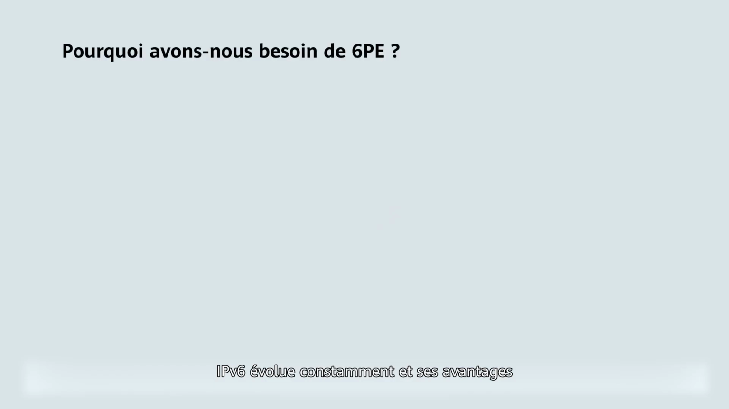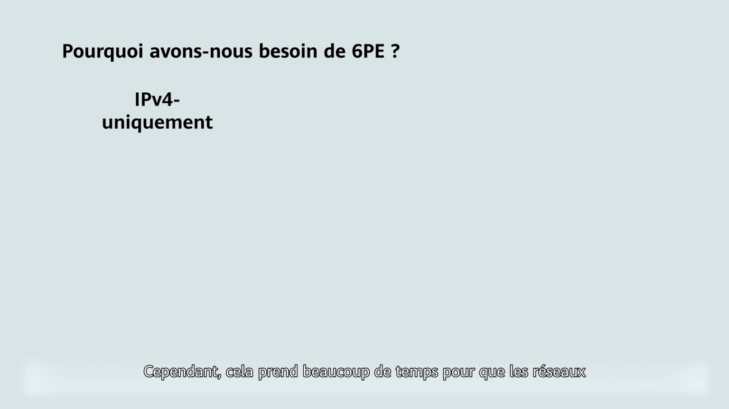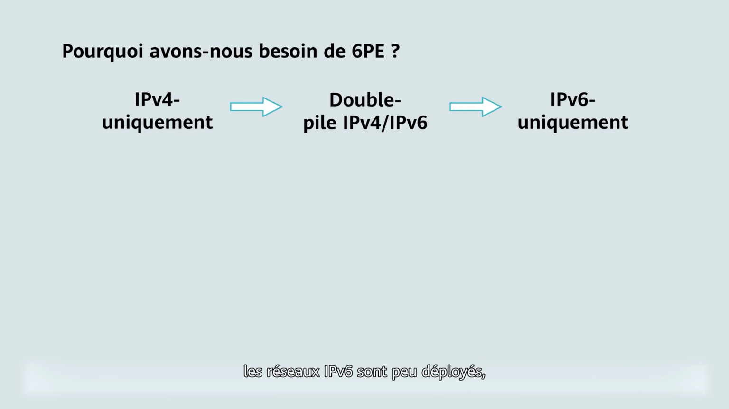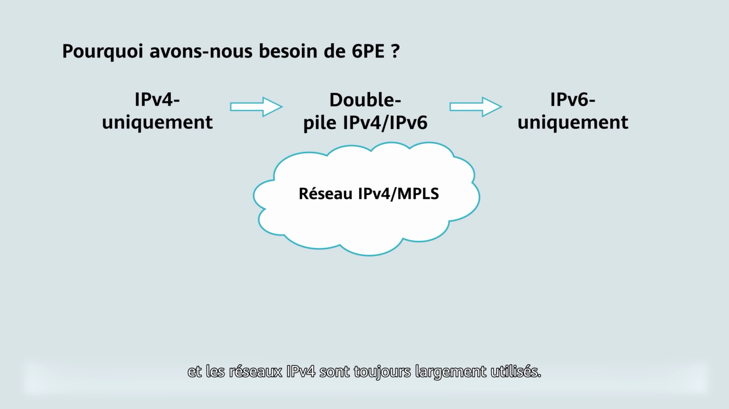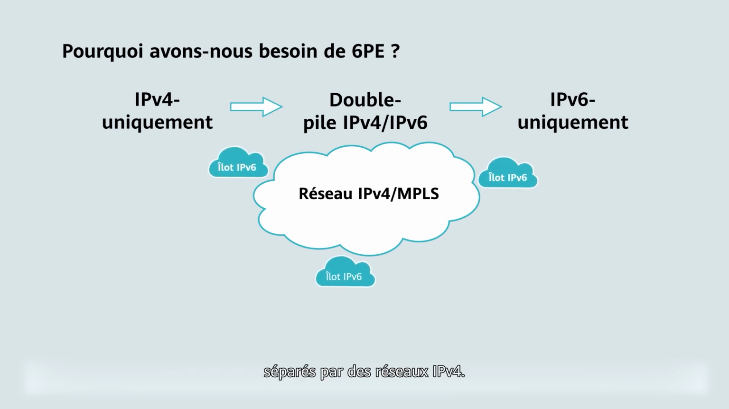IPv6 is continuously evolving and its advantages become increasingly prominent, especially with the depletion of IPv4 addresses. However, it takes a long time for networks to evolve from IPv4 only to IPv6 only. In the early phase of IPv4 to IPv6 transition, IPv6 networks are not widely deployed, and IPv4 networks are still the mainstream. At this time, IPv6 islands, where local IPv6 networks are separated by IPv4 networks, may occur.